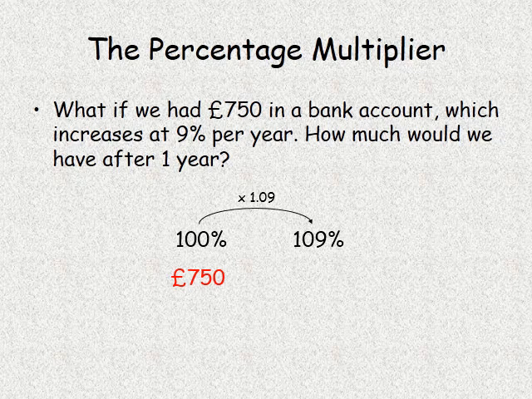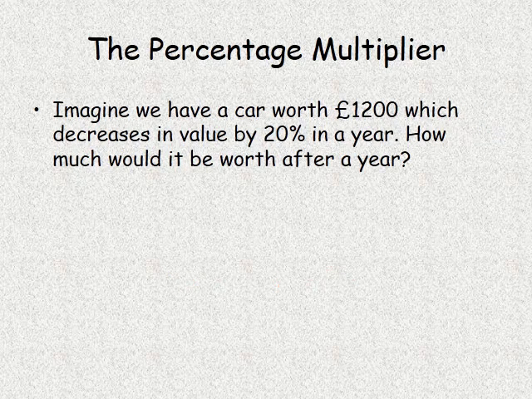So we must multiply the 750 now with the 1.09. Okay, and the answer that we should get is £817.50. So again, you would have to show your workings, 750 times 109, and then put in the decimal places. Moving on to the next example.